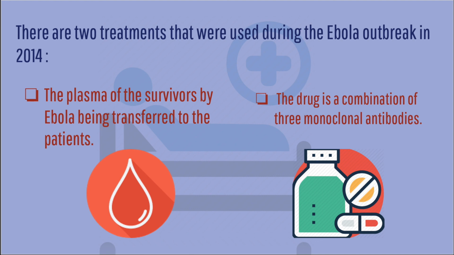And the other one is a drug that is a combination of 3 monoclonal antibodies. 2 American survivors of Ebola were treated with a drug called ZMapp. It was developed by Mapp Biopharmaceutical, which contained the protein of the Ebola virus but has not been tested with humans as safe, with only a handful of doses remaining.